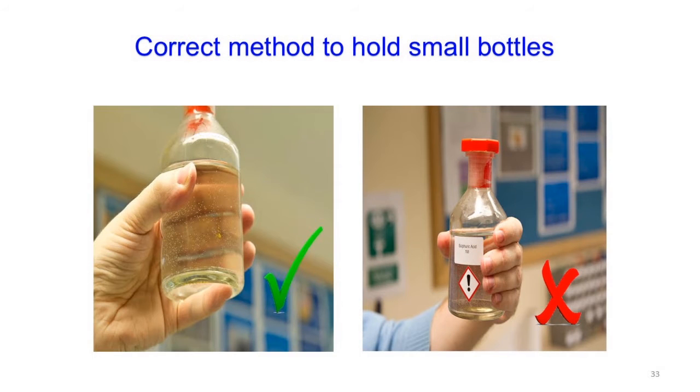First one is the correct method to hold small bottles: one finger below the bottle and four fingers around the bottle. Second is not the correct method. If all five fingers are around the bottle, or if you are holding the bottle at the neck, this is not the correct method. The correct method is the first one.